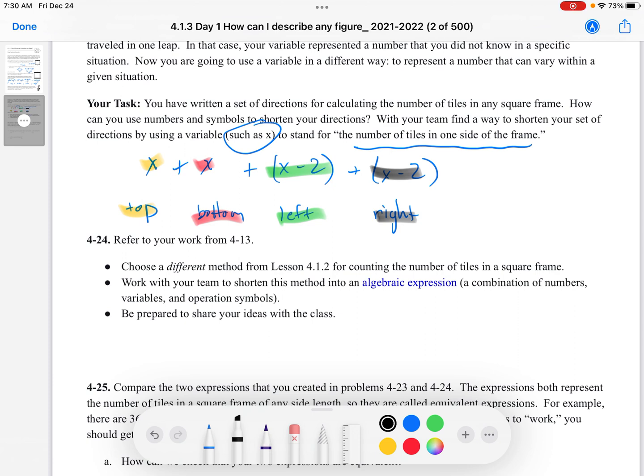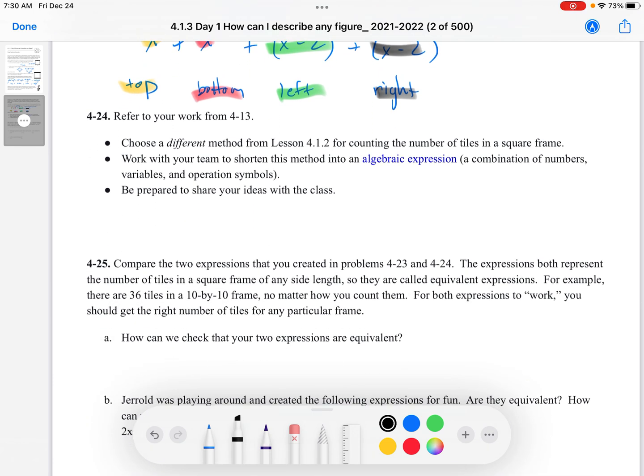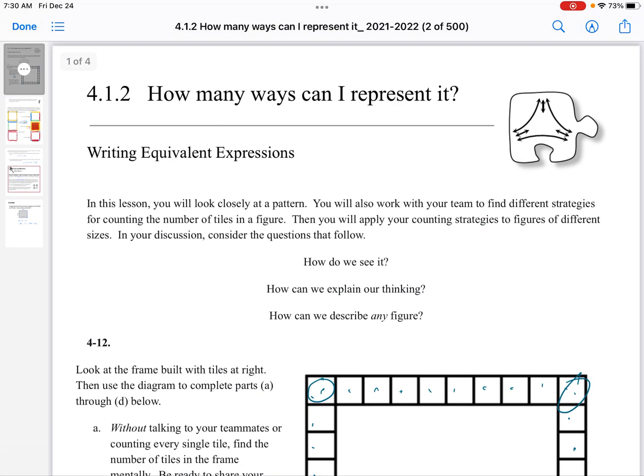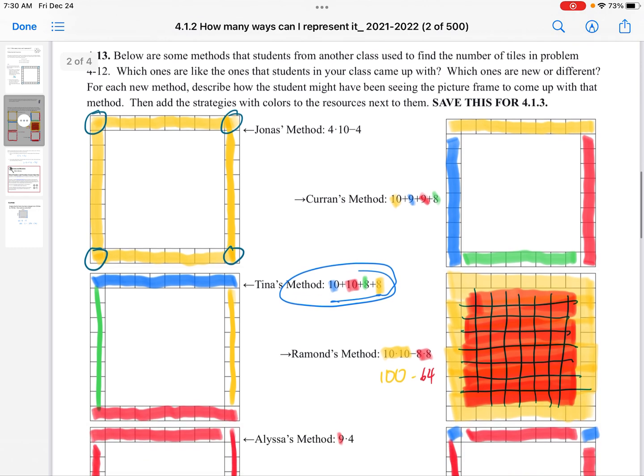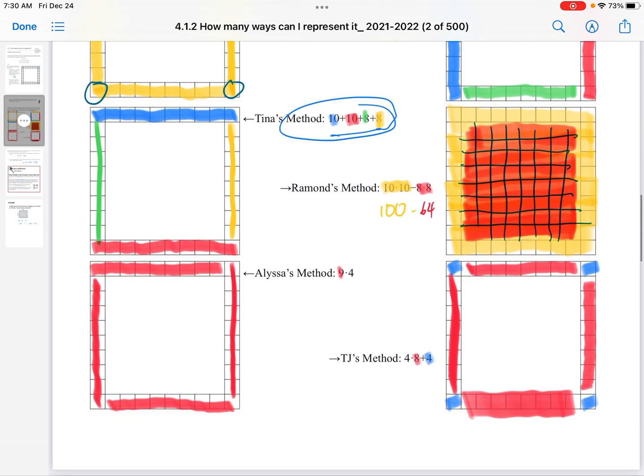Okay, now we need to choose a different method from 4.12 for counting the number of tiles in a square frame. Work with your team to shorten this method into an algebraic expression, a combination of numbers, variables, and operating symbols like addition, subtraction, multiplication, all that stuff. Be prepared to share your idea with the class. Okay, so let's look at 4. Let's go back. Let's choose another method. What would be a nice method for us to do? We already did Tina's. Let's choose a different one. Let's choose one with multiplication.